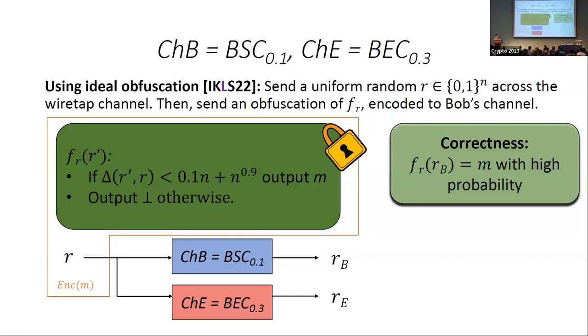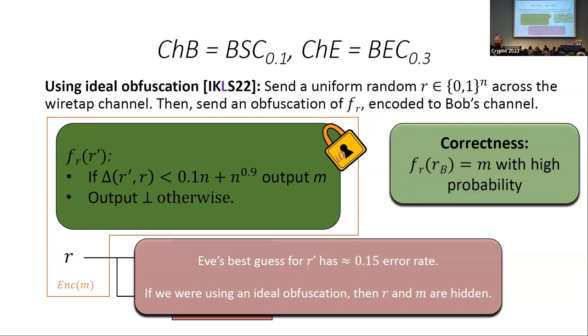What we're going to do is send the random string R through both channels. Then we send the obfuscation of this circuit through both channels, encoded for Bob's channel. So Bob will be able to decode, and we just assume that Eve can decode, just give Eve more power. By a Chernoff bound, with overwhelming probability, by feeding Bob's received string into this obfuscated function, Bob will recover the message M. And Eve's best guess: Eve will receive some string with about 30% erasures.